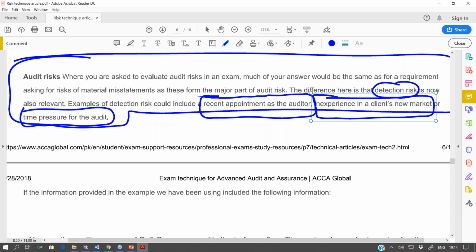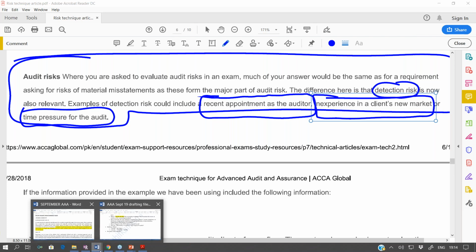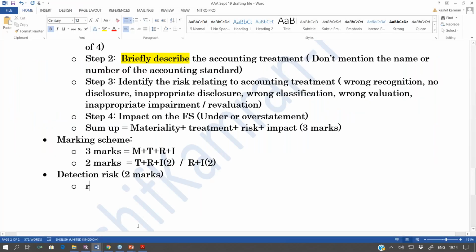They might come to your exam paper. They've come so many times in the past paper. But you should give importance to these examples. 3 examples of detection risk the examiner is giving, which can be part of your question in September 19. Let's bring them to the word file. The first example, recent appointment as an auditor, which is normally said as first year audit, new audit client.